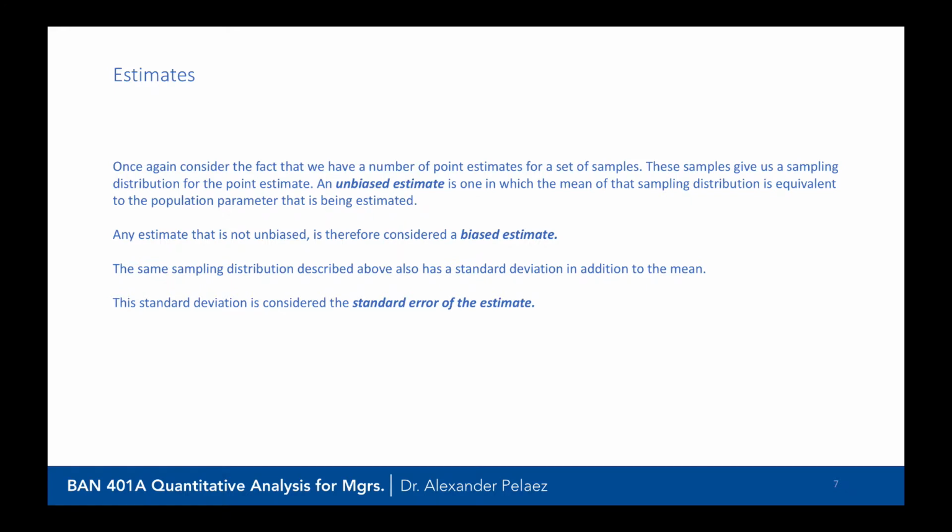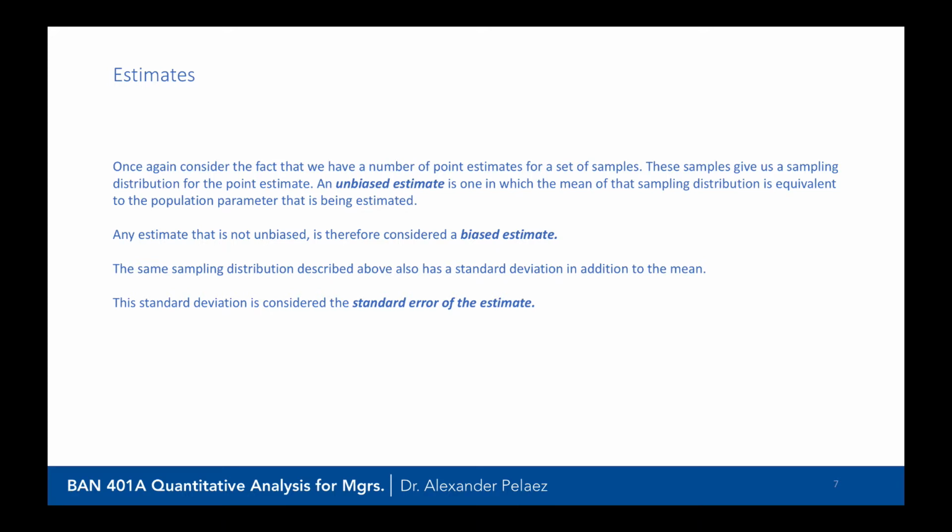But more on the estimates, let's consider the fact that we have a number of point estimates for the sample. These samples will give us a sampling distribution for the point estimate. An unbiased estimate is one in which the mean of that sampling distribution is equivalent to the population parameter being estimated. That means that if we had all those samples, and we aggregated the information and took the mean of that information, it was identical to the population parameter. And we therefore call that an unbiased estimate.